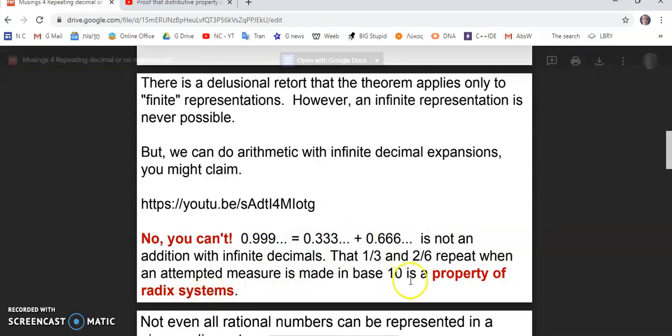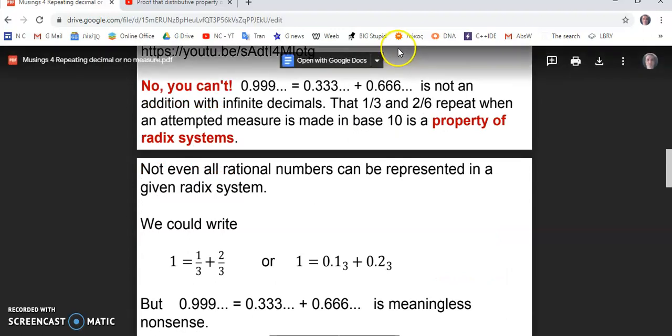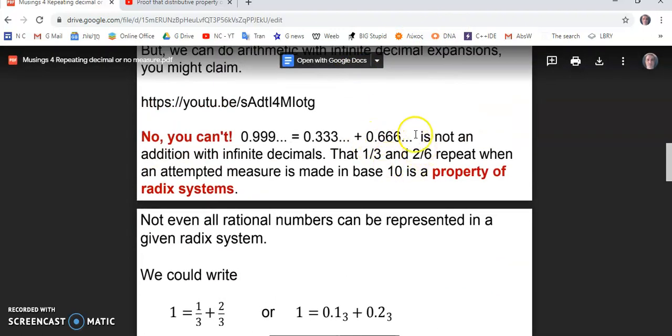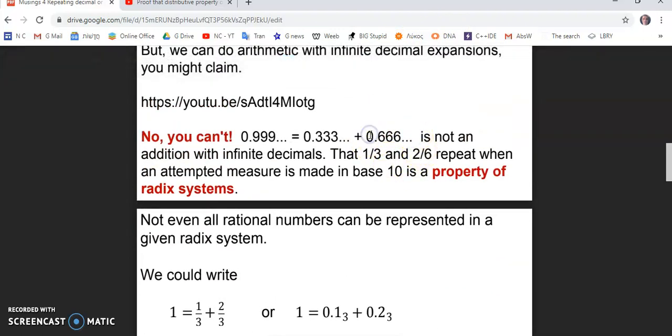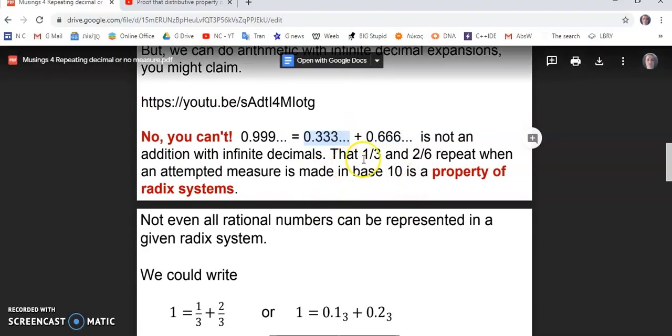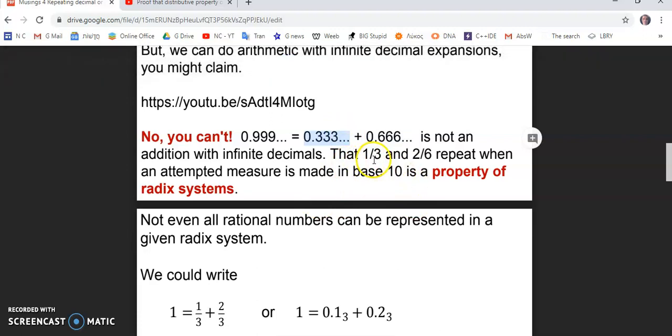And so that 1/3 and 2/6 and many other equivalent fractions repeat when an attempted measure is made in base 10 is a property of radix systems. Okay, people? This 0.666 and 0.333 is a property of the fact that a third has no measure in base 10.